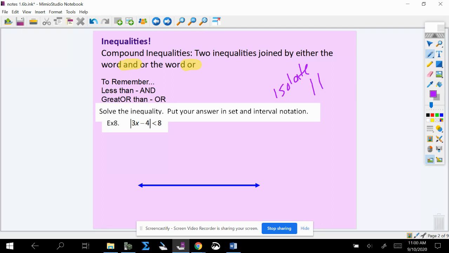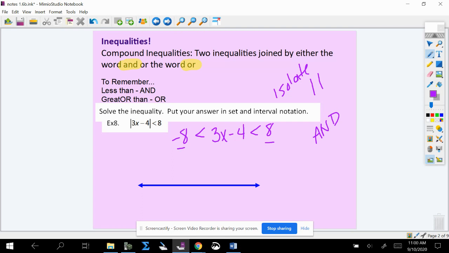Once it's isolated, which this one is, you're going to take this and sandwich it. If my absolute value is less than 8, then that means the distance has to be somewhere between positive 8 and negative 8. So I'm going to turn it into an "and" inequality where I have 3x minus 4 is less than 8, and I'm going to put it between negative 8. So I have this as an "and" inequality because I've sandwiched it between two values. One value is going to be the positive, one value is going to be the negative.